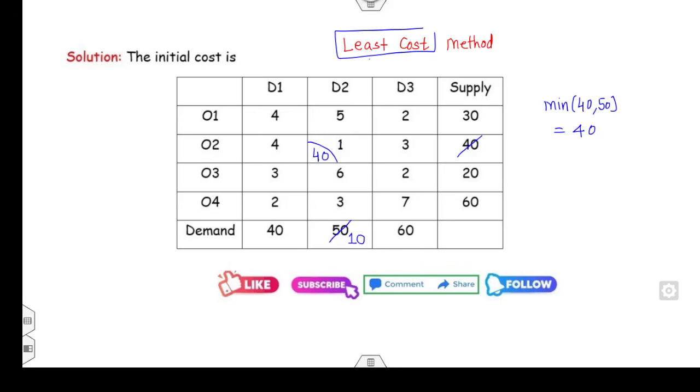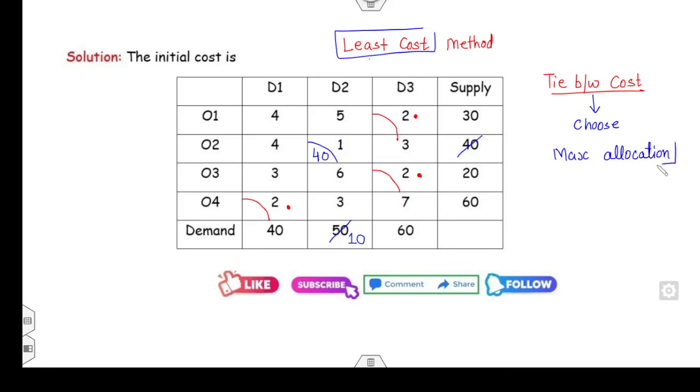Now look at the second minimum element. Second minimum element is my 2. Again, this is my 2 and these are my 2. There are three observations. Fine. If I look at these three observations, fine. Now always remember students, whenever there is a tie between the costs, fine, then we can always choose the one with the maximum allocation.